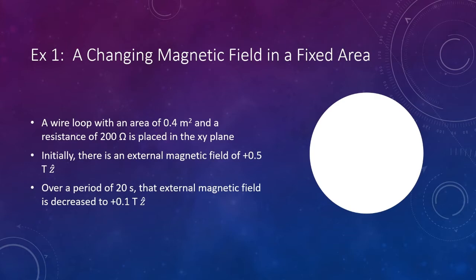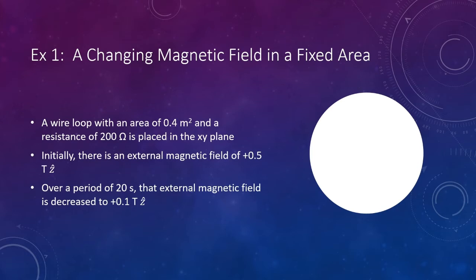So first, let's look at a case where we have a fixed area and the magnetic field is changing. So I say, okay, here's a loop of wire, it has a certain area, and the wire loop has a certain resistance. And initially, there's a magnetic field of plus 0.5 teslas in the z direction, so coming out of the screen, coming out of the board, coming out of the page. And that magnetic field decreases over 20 seconds to plus 0.1 teslas, still in the positive z direction out of the screen.